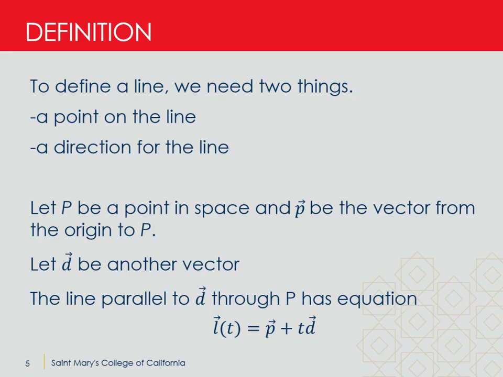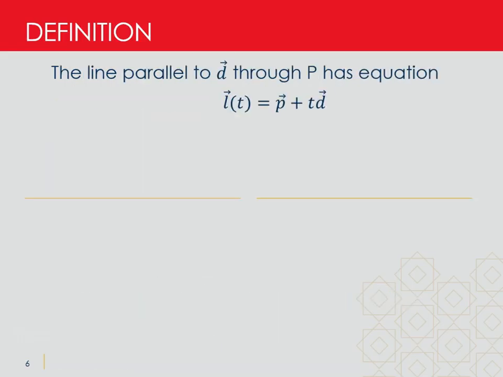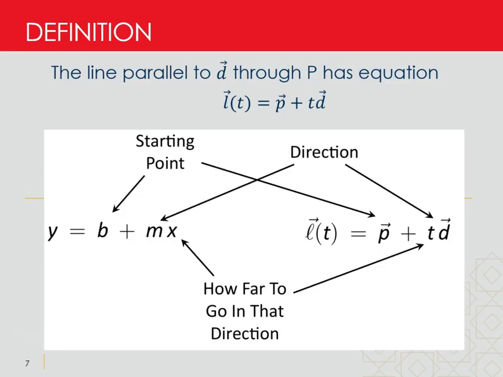We call it L of t, because we'll have that parameter t in just a second. So it's P plus t times D. t is how far we're going along it. That's just some kind of scalar. So there's our equation again. L of t is P plus tD.